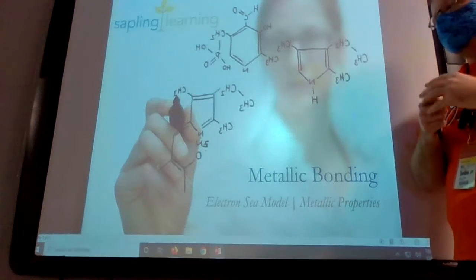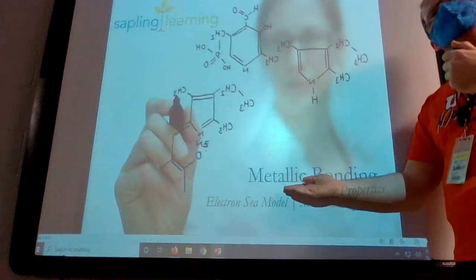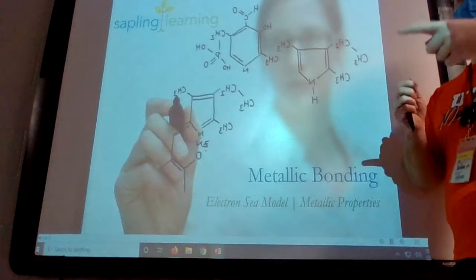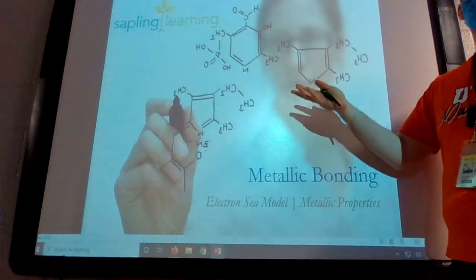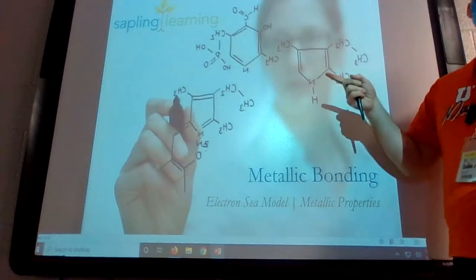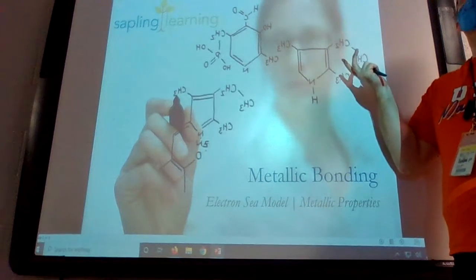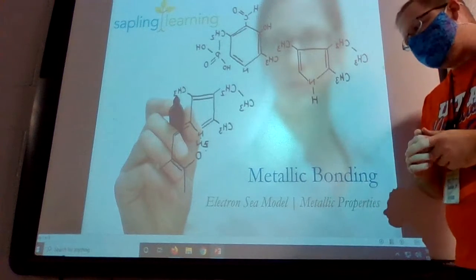This is not too difficult. It's a very easy concept, but we're dealing with metallic bonding. So we've already talked about ionic bonding and covalent bonding. Remember, ionic is between a metal and a nonmetal. Covalent is between two nonmetals. And now the thing we've been missing, what's between two metals? It's called metallic bonding. Easy names.